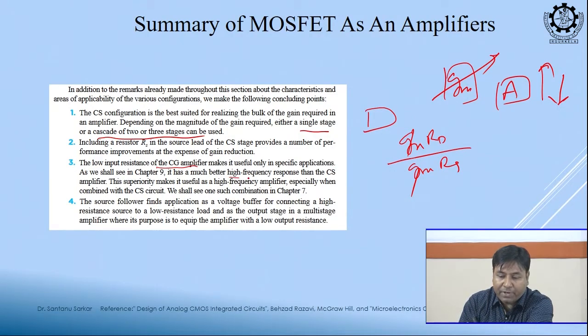Okay. It can be used as a better high frequency amplifier, or sometimes it can be used as part of a current amplifier also. The source follower or common drain finds application as a voltage buffer. We discussed the voltage buffer in case you need impedance matching, from a high resistance source to a low resistance load. Also it can be used in a multi-stage amplifier as an intermediate block or a buffer block.